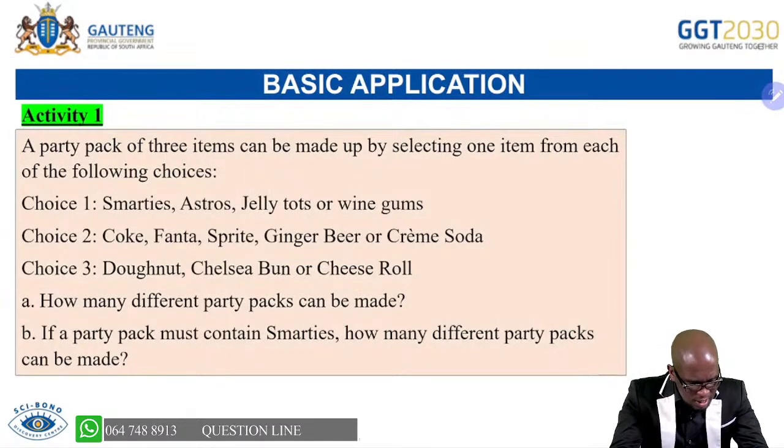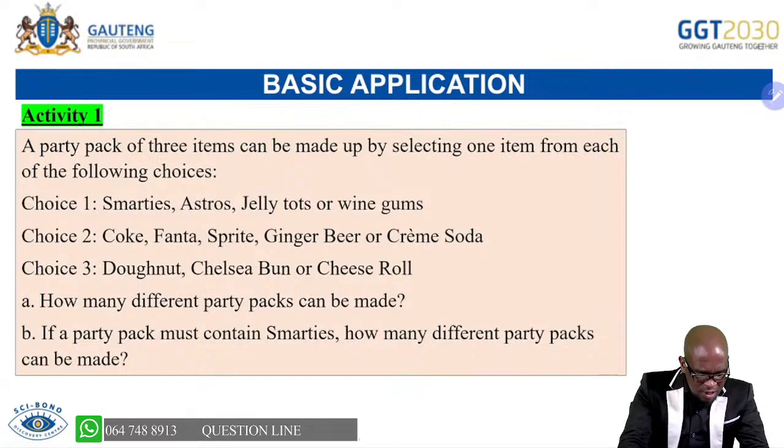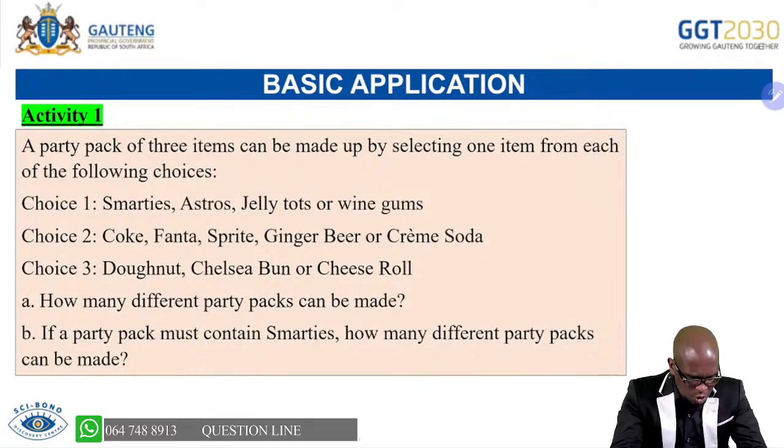Right, now there's an activity. There's an activity for you to do. So I think in about 4 minutes, you should be able to do and complete this activity for basic application. You have 4 minutes to do the activity, and your 4 minutes time starts now.